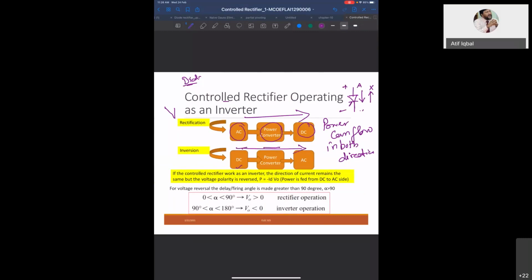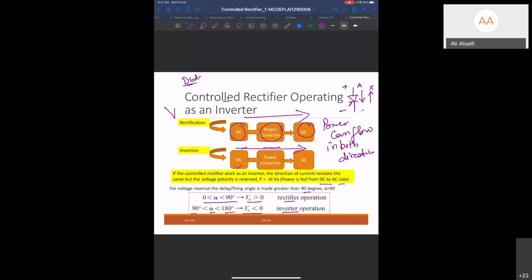So if the controlled rectifier works as an inverter, the direction of current remains the same, but the voltage polarity is reversed. That is minus I_D into V naught. So power is fed from the DC side to the AC side. For voltage reversal, the delay or firing angle is made greater than 90 degrees. If alpha is between 0 and 90, voltage is positive, and this is called rectifier operation. When alpha is between 90 and 180, voltage is negative and it is called inverter operation.